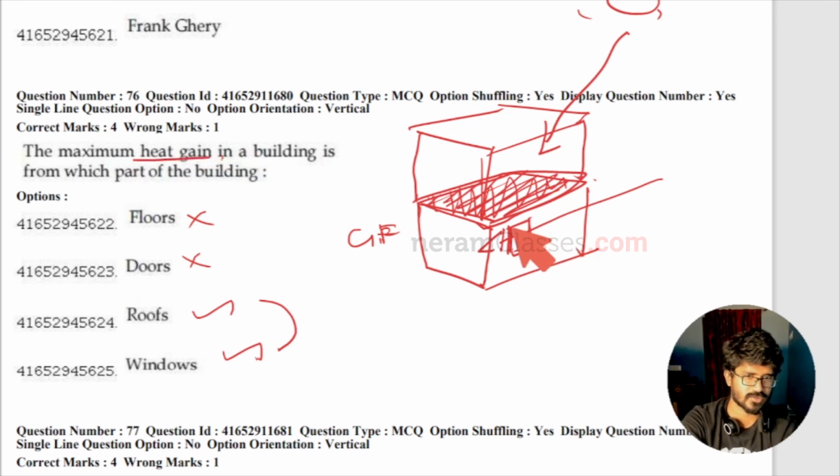So that's why we used to cover the window using shading devices, like horizontal shading devices such as sunshades, and vertical shading devices like louvers, screens, etc. So window is the answer for this question. Roof is the wrong answer.